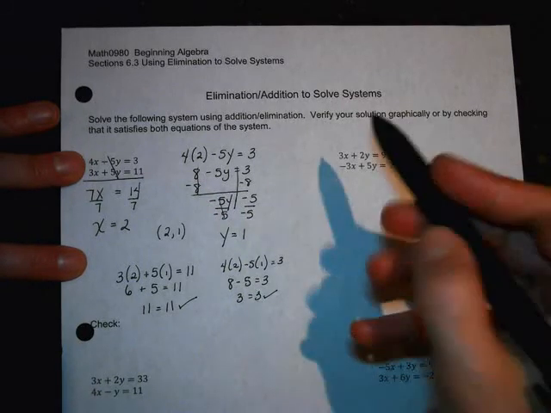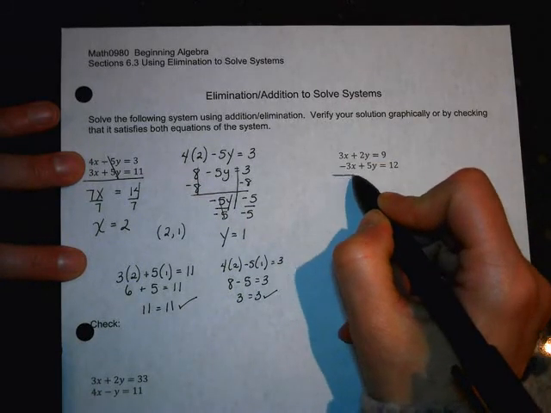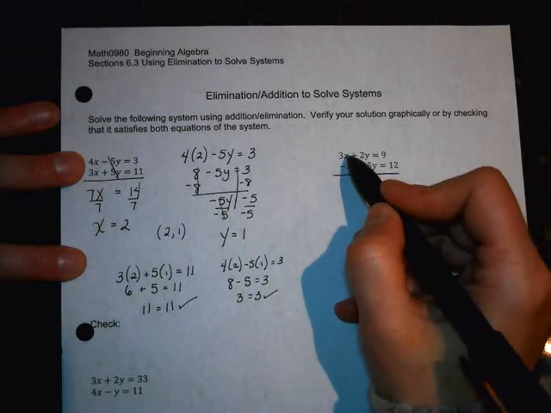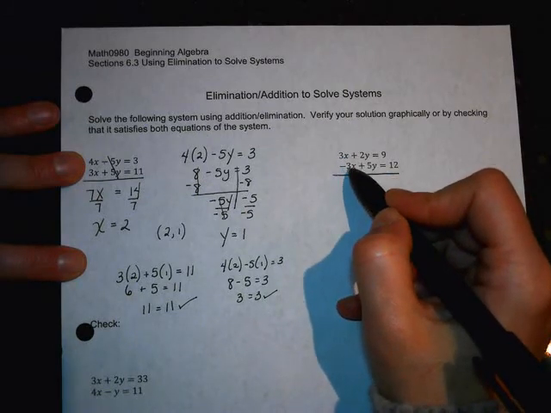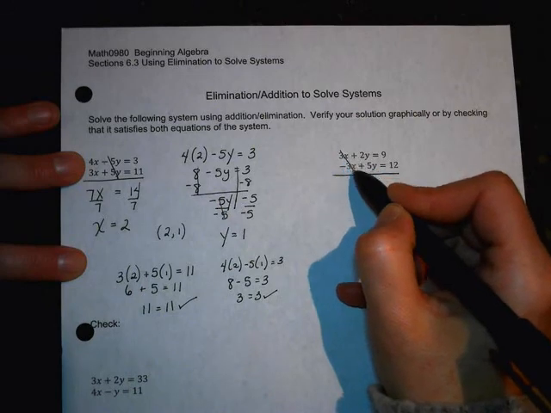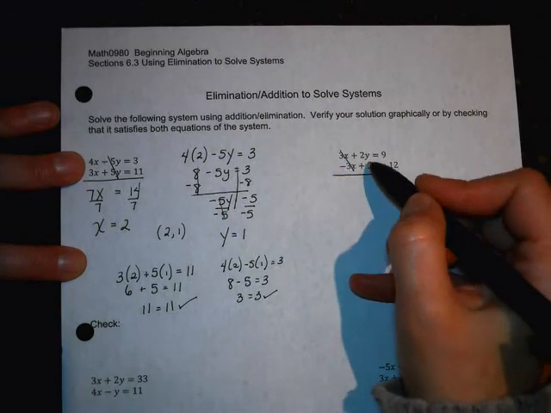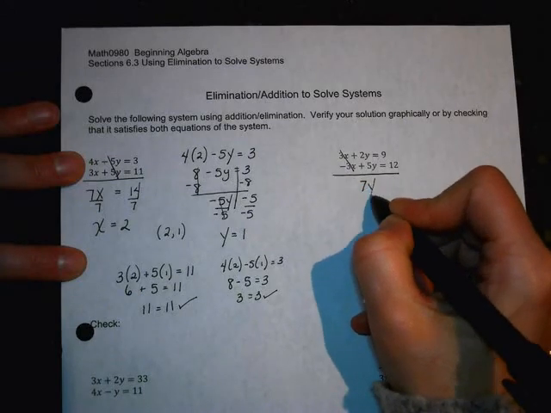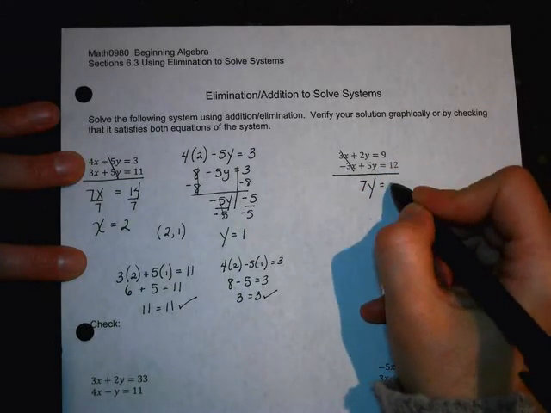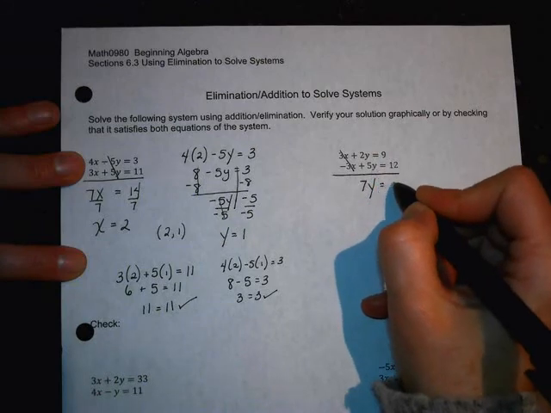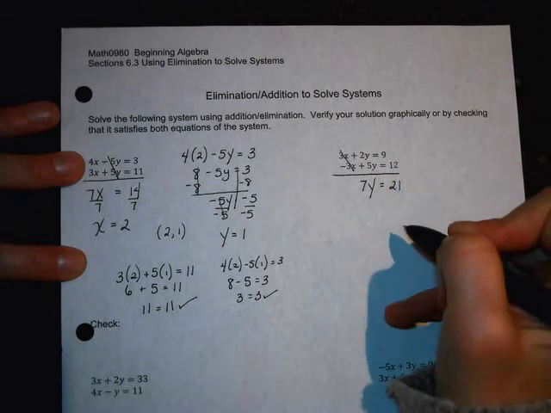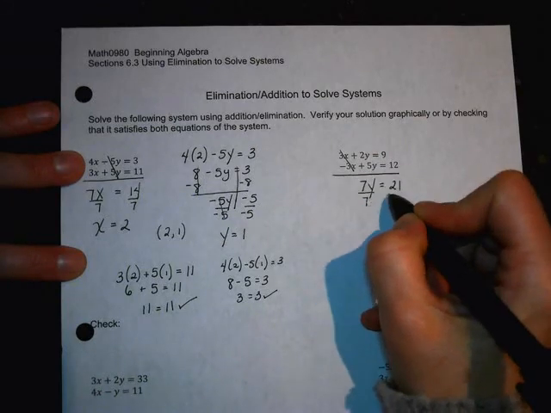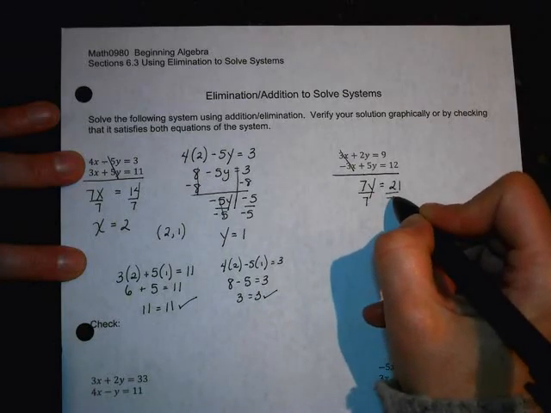So if we add, 3 minus 3 gives us 0x. So we don't even need to write that variable down. We've got 2y plus 5y. That gives us 7y. And that is equal to 9 plus 12. Right? The equals comes down, and then we'll have 21. See how nice that is? So now we'll divide by 7 to get the y by itself.